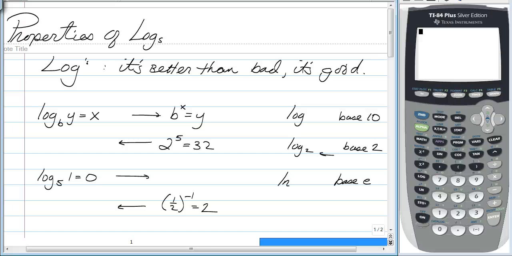Here we go. Properties of logs. You know, log, it's better than bad, it's good. If you know what that's from, please tell me. I feel like there's less and less students every year that know where that comes from.